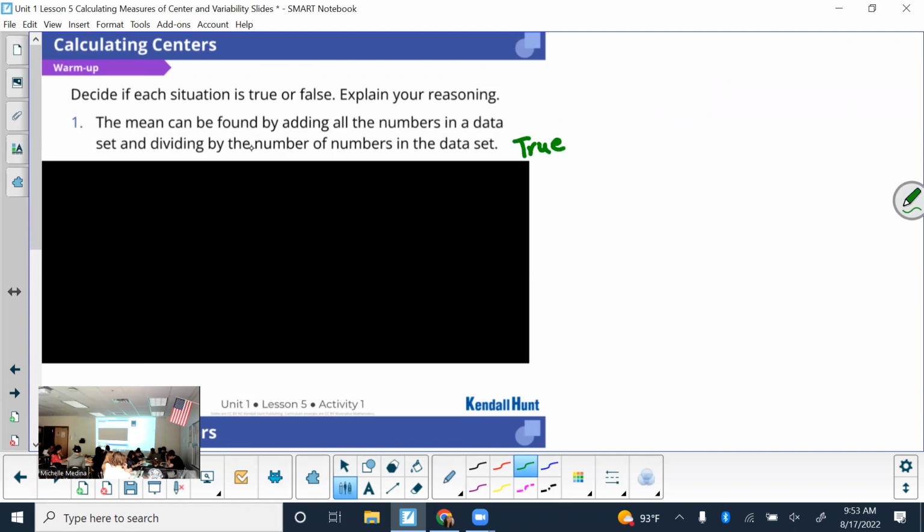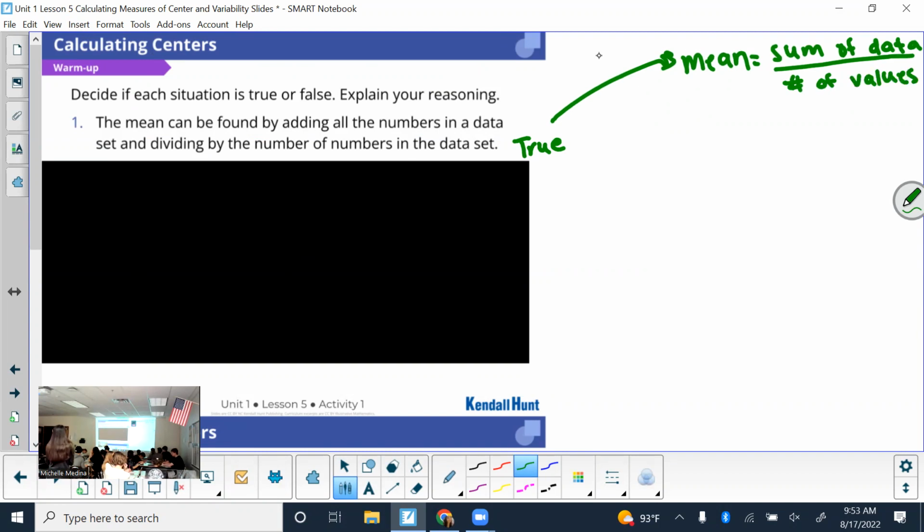So you should be writing this on your warm up, on the paper that you picked up today where it says warm up. This is true. If you want to make it nicer for you to see later, your mean is your sum of your data divided by your number of values. All right, that's basically what this says, but at least this is nicer to see. What's another word for mean? Average. So they use those interchangeably.